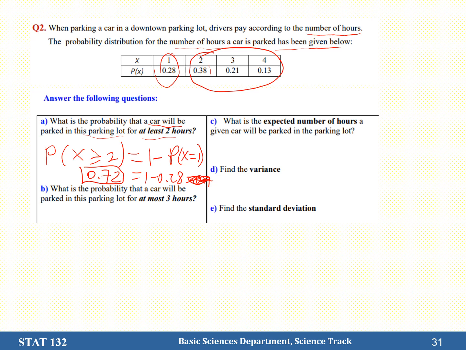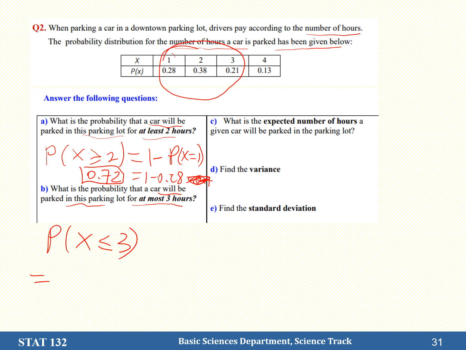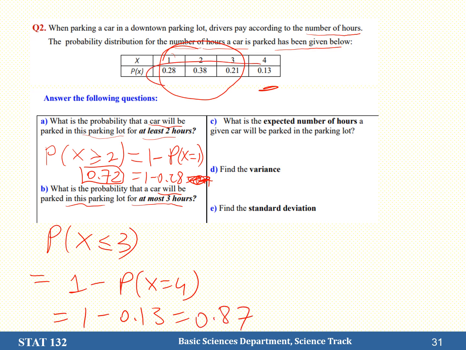Now, what is the probability that a car will be parked in this parking lot for at most 3 hours? So x at most 3 means x is less than or equal to 3. And again, we have to add all these, like 3 of them. So instead, I will use the complement. I will use this one. So this is 1 minus the probability x equal to 4, which is 1 minus 0.13, which gives you 0.87. Because each time I'm using the fact that their sum is equal to 1.